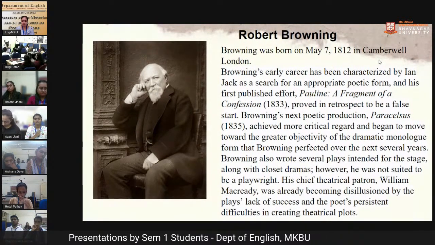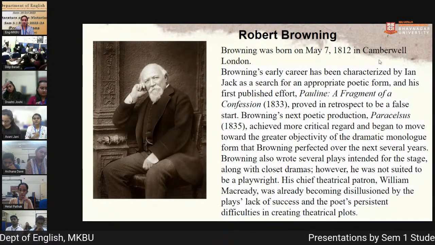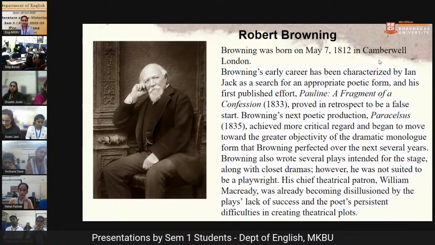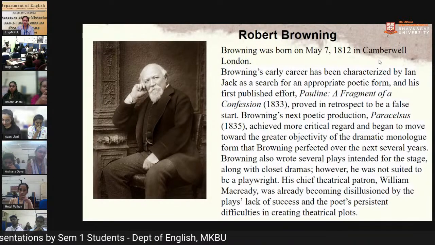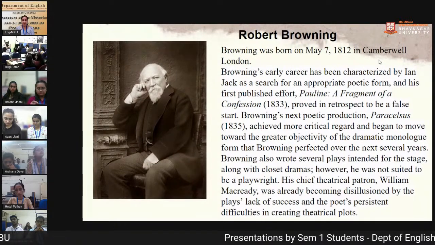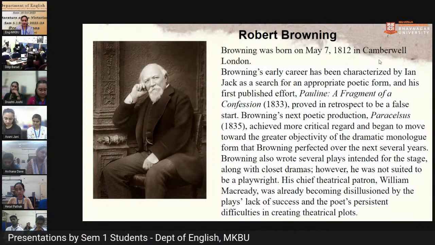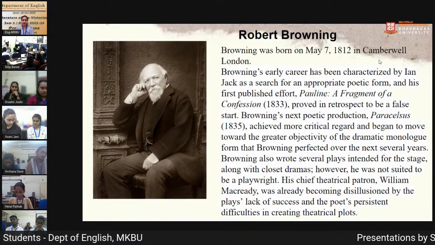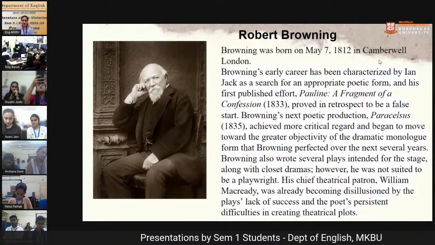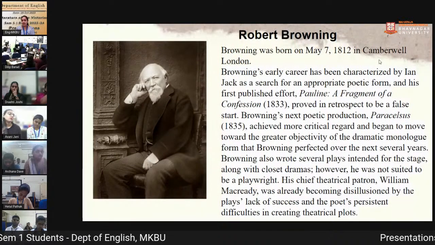Paracelsus achieved more critical regard and began to move toward the greater objectivity of the dramatic monologue, which Browning preferred over the next several years. Browning also wrote several plays intended for the stage along with closet dramas. However, he was not suited to be a playwright. His chief theatrical patron, William Macready, was already becoming disillusioned by the plays' lack of success and the poet's present difficulties in creating theatrical plots.